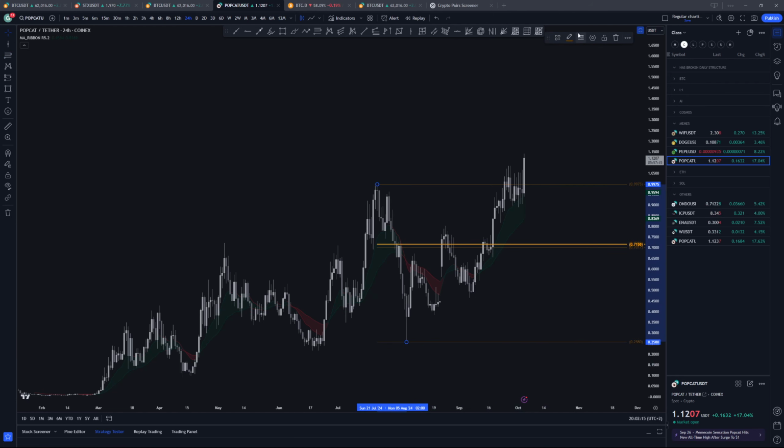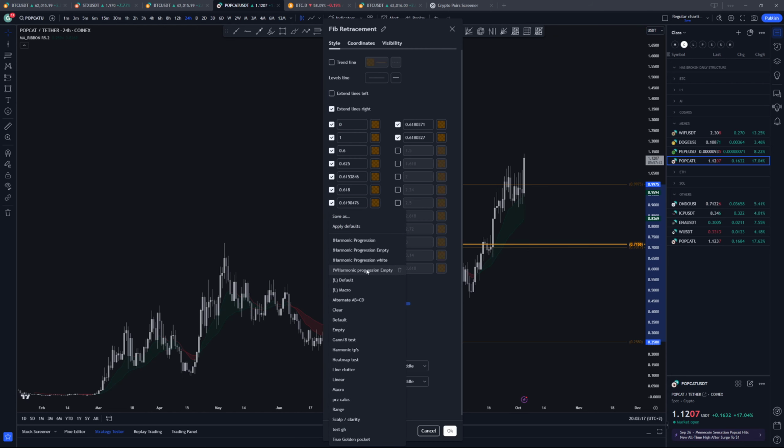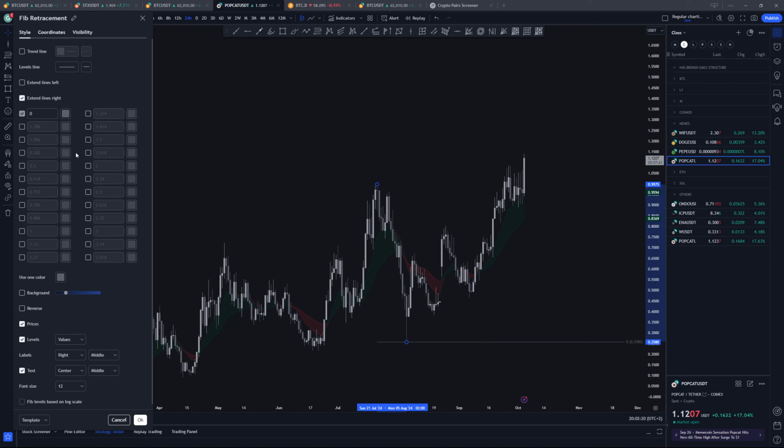Levels, I would look to P. Let's look at this. I'm gonna show the 0 and the 1, and then I'm gonna look for extension levels. Essentially, I'm gonna just take the old all-time high to the low we made after that, right? That complete impulse drop. We have a few levels.